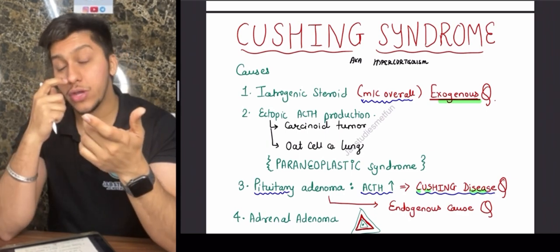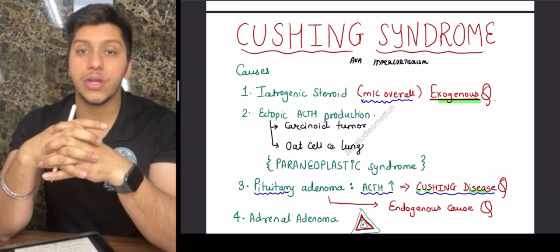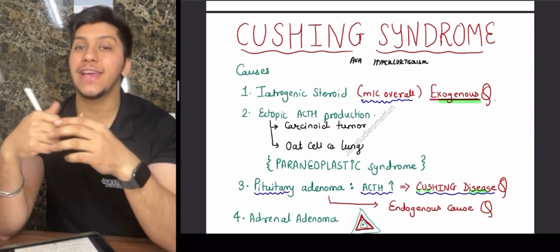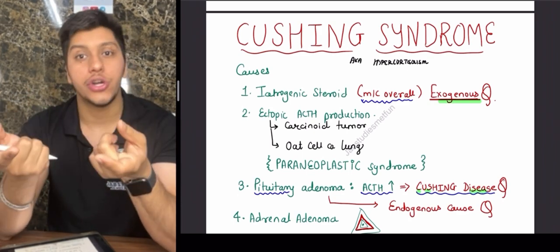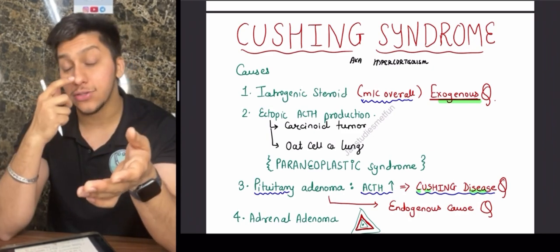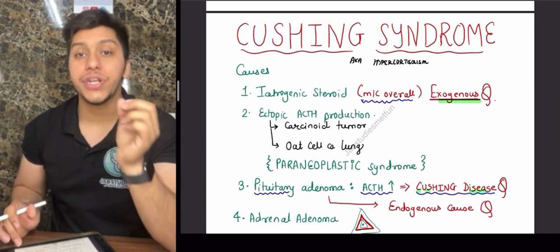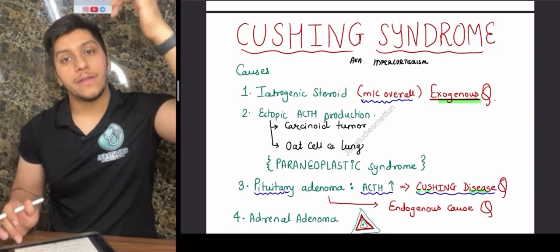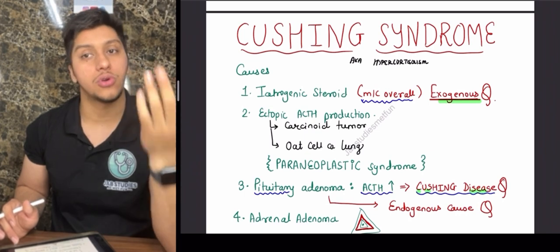So whenever you give it from outside, for the intention of treating a medical condition, that is known as iatrogenic. Another condition is a tumor with ectopic ACTH production, which can be seen with carcinoid tumor, or oat cell cancer, which is small cell cancer of the lungs. They are basically paraneoplastic syndromes. Pituitary adenoma also, because a pituitary adenoma is going to secrete ACTH, and further it will give symptoms of Cushing syndrome.